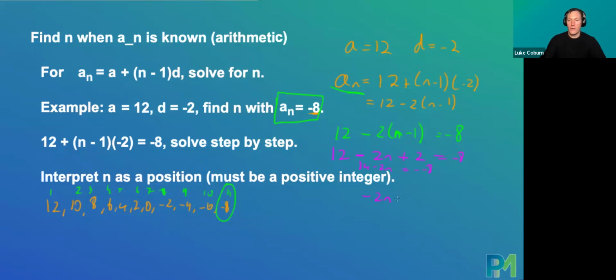And that means that -2n is equal to -8 minus 14. And that means that -2n is equal to -22. And this means that n is equal to -22 over -2. And that means that n is equal to 11. Okay, so this is much quicker than writing the numbers in a sequence. Maybe it didn't seem like that for that example, but if we were at the 50th term in the sequence, then it would be.